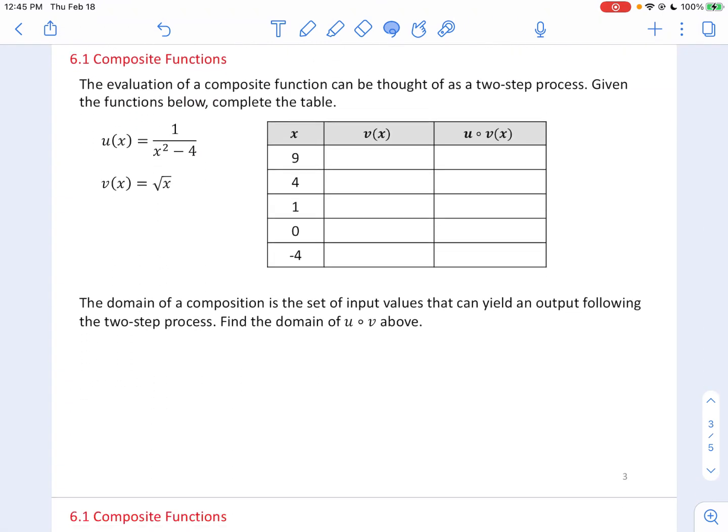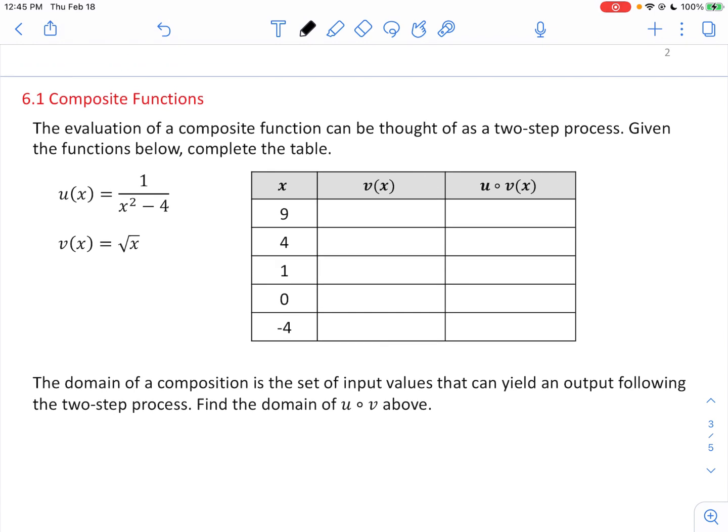The evaluation of a composite function can be thought of as a two-step process. Given the functions below, complete the table. Okay, two-step process. So we have a function u and a function v, and we are going to start with x is 9. And we're going to compute v of x. So we're going to plug 9 into the v function first. So we're going to do square root of 9, and we're going to get 3. But now when we do composition, we take that 3 and plug it in as an input into the u function. So 3 goes into the u function, we get 1 over 9 minus 4, that's just 1/5.